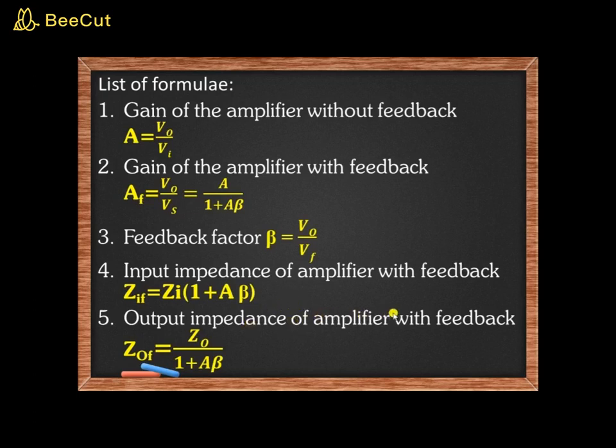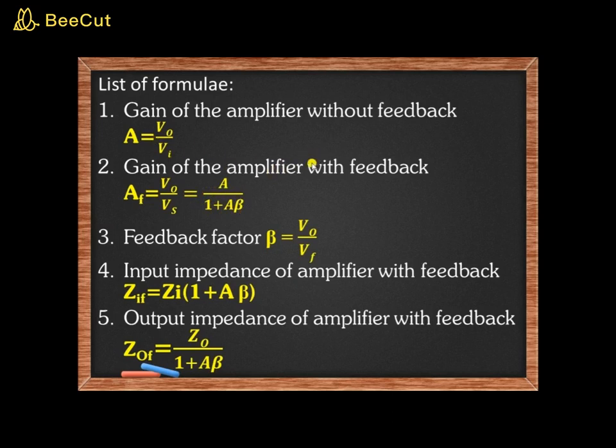Output impedance of an amplifier with negative feedback is given by ZOF is equal to ZO divided by 1 plus A beta. Here ZOF is the output impedance of an amplifier with feedback, and ZO is the output impedance of an amplifier without feedback. A point to be noted here is, whenever some quantity is decreasing, we get 1 plus A beta in the denominator.